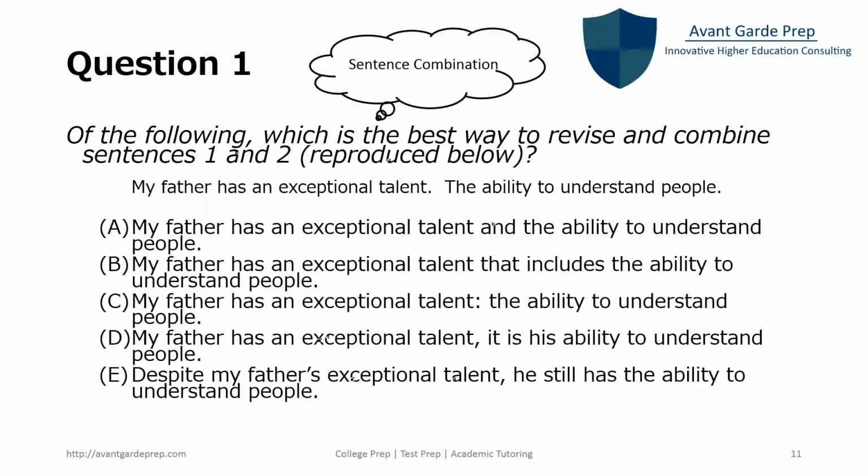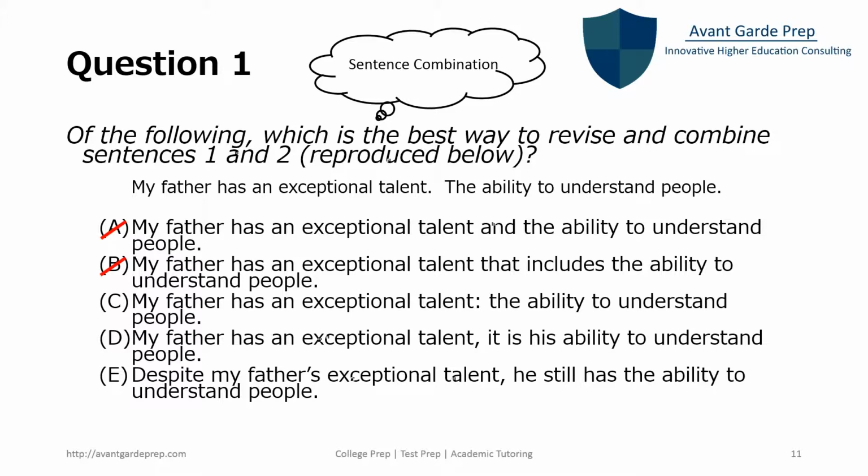Okay, so let's look at our answer choices. Answer choice A, my father has an exceptional talent and the ability to understand people. This doesn't work because the passage suggests that the father's ability or talent is his ability to understand people. They're not two separate things. So this conjunction and makes this not a good answer. Option B says, my father has an exceptional talent that includes the ability to understand people. This doesn't work because, as the passage shows, the father's talent does not include his ability to understand people. It is his ability to understand people.